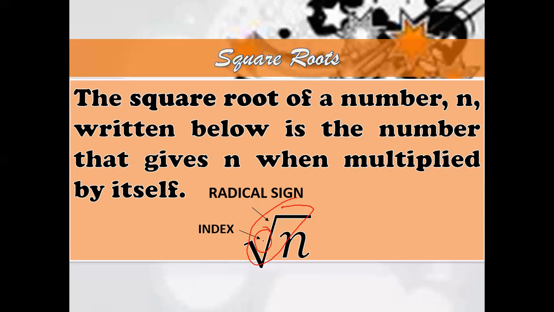Next, how about the n variable? The n variable here, or the number or the expression inside the radical sign, we call that one as the radicand. I repeat, the symbol that is being used for radical numbers is what we call now the radical sign, while the number that you see written on the uppermost part of the radical symbol, we call now the index. And the n variable here, or the expression that is found inside the radical sign, we call it as radicand.